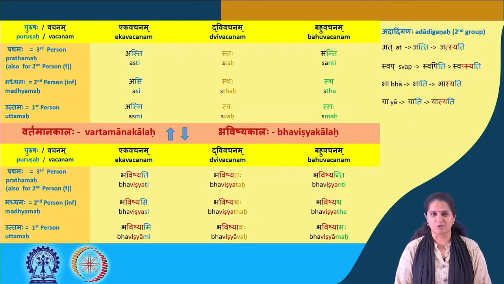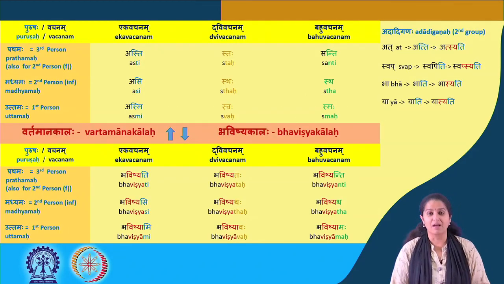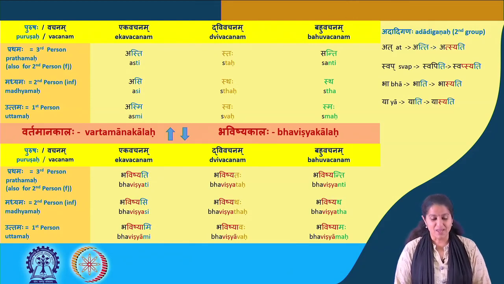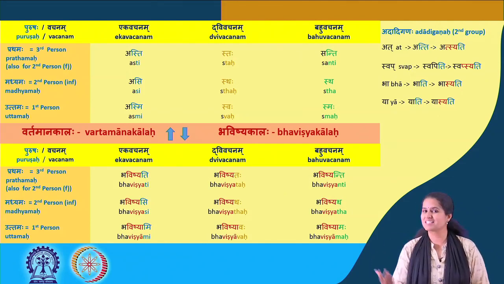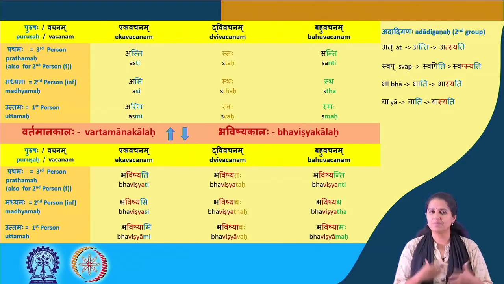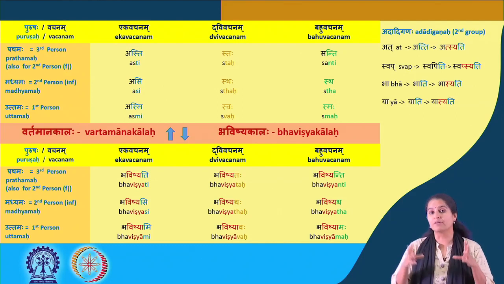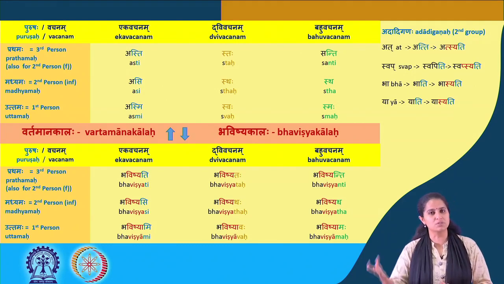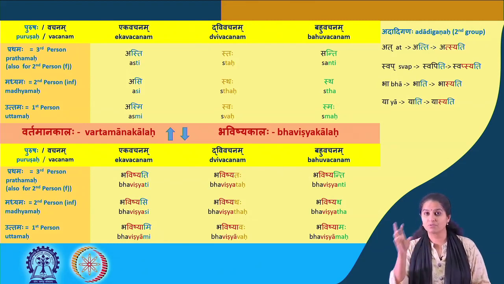So let's look at the forms there in different colors. So we have asti, staha, santi, asi, sthaha, stha, asmi, swaha, smaha. What I would also encourage you to do is to learn it by rote and do it really fast, so that it becomes like a default mode and you don't have to think about every grammatical form, that it just rolls out without your conscious mind paying attention to the details of the grammatical endings.